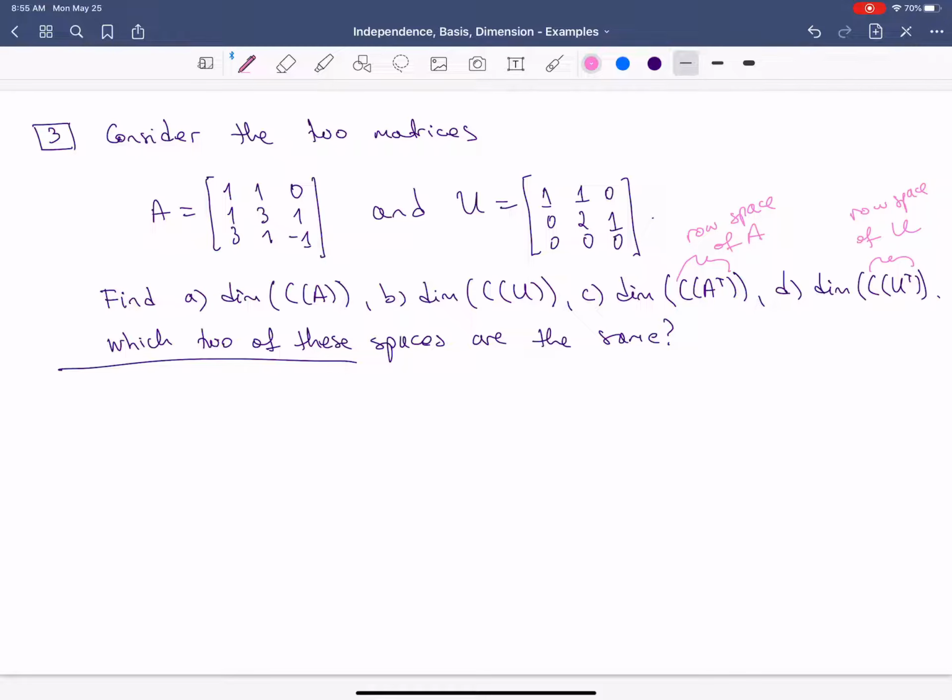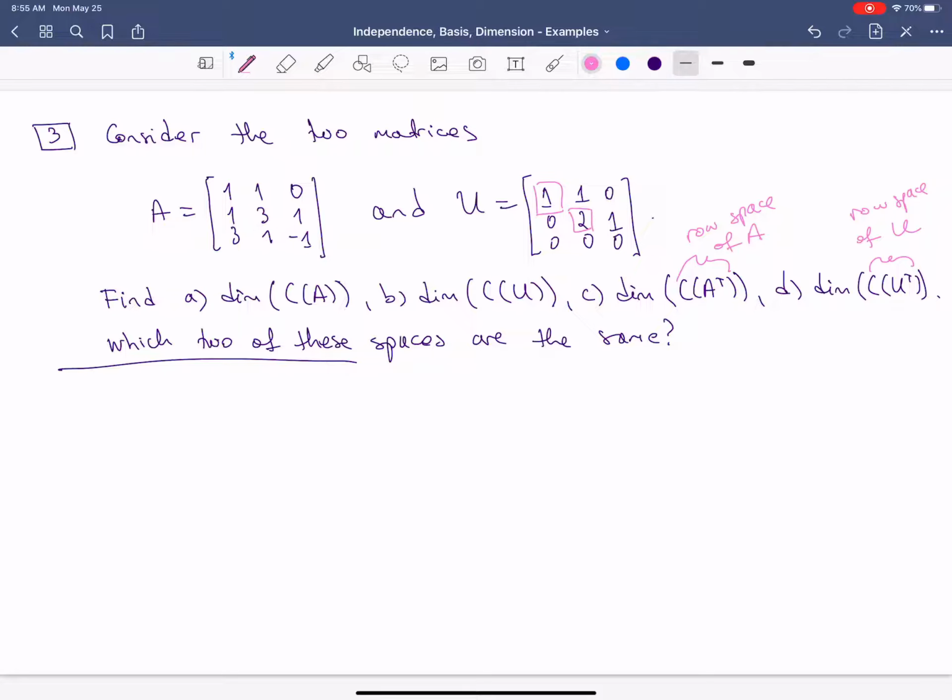Okay, now, finally, the next question will be which two of these spaces are the same? And that's an interesting question, and it hints at something that we are going to fully describe in the next lecture. But we still are capable of investigating at this stage. So we have an answer for B right away because U has two pivots.